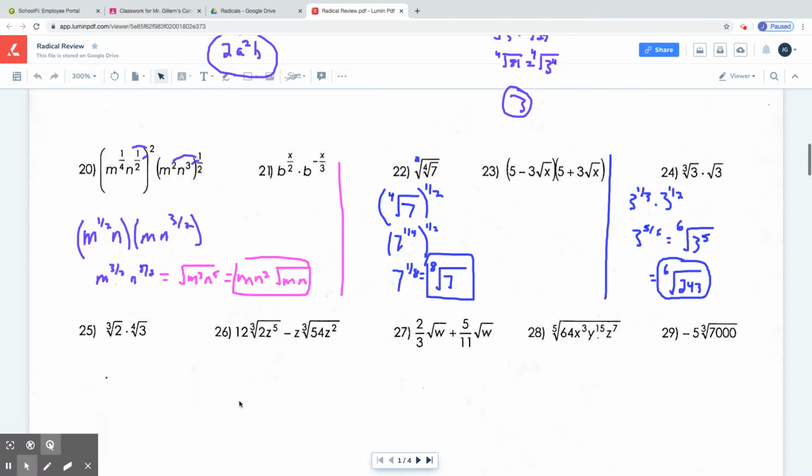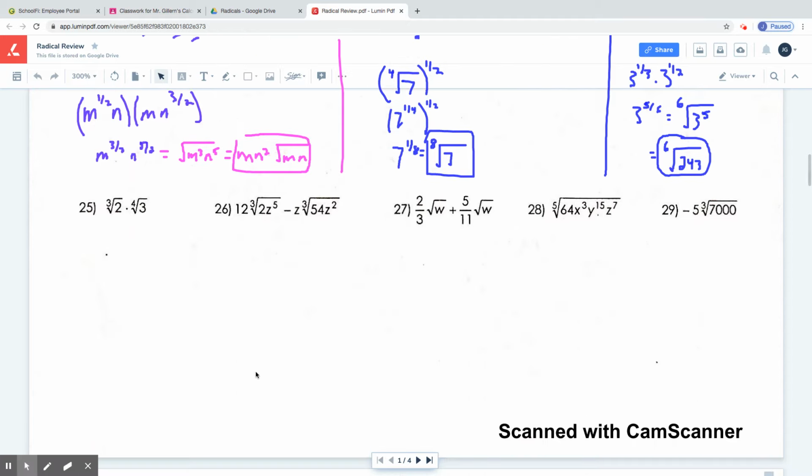All right, moving along. All right, 26. We have 12 cube root of 2z to the 5th, and then we have z cube root 54z. They are not the same, so let's see if we can simplify and get the same, each of them. If they're not, then we're going to be done with the problem.